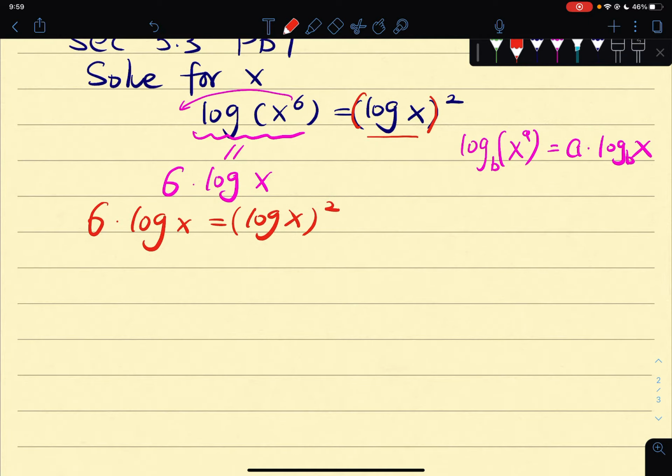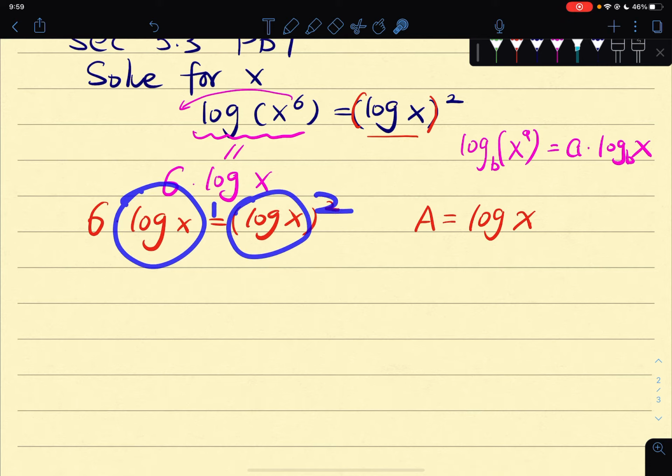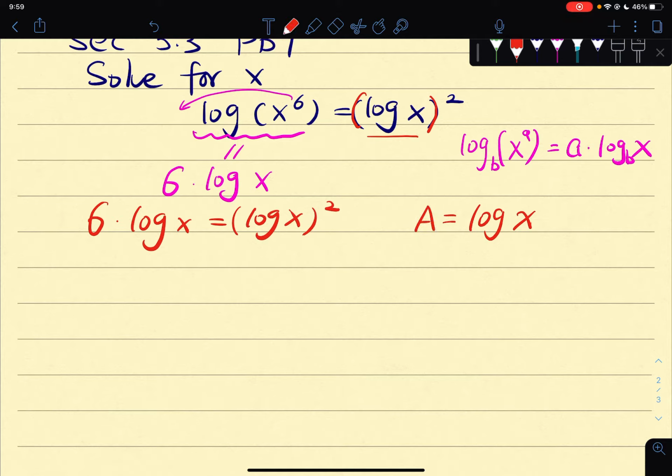One way to do it is to do a quick cancellation on the left side and right side by dividing by log of x. I would not recommend that, and you will see the reason once I finish this. Because I see log x appear repeatedly, and this is of order 1, this is of order 2, so I try the old drill. I rename it. I call the log x to be a. So my problem is 6a equals a squared.